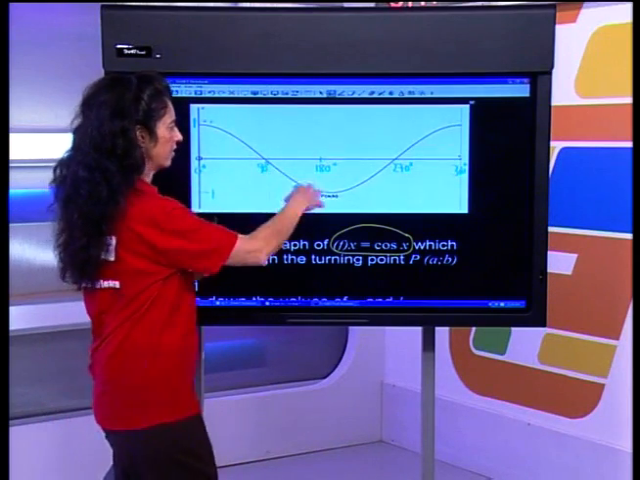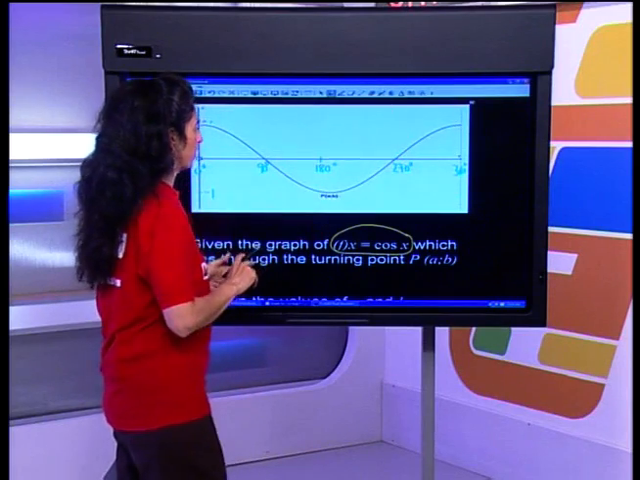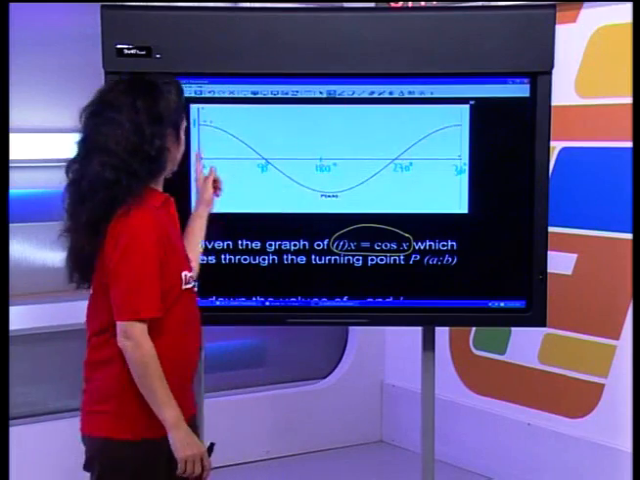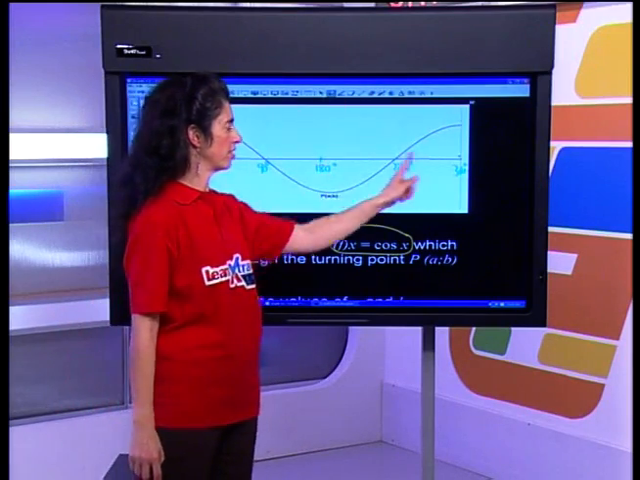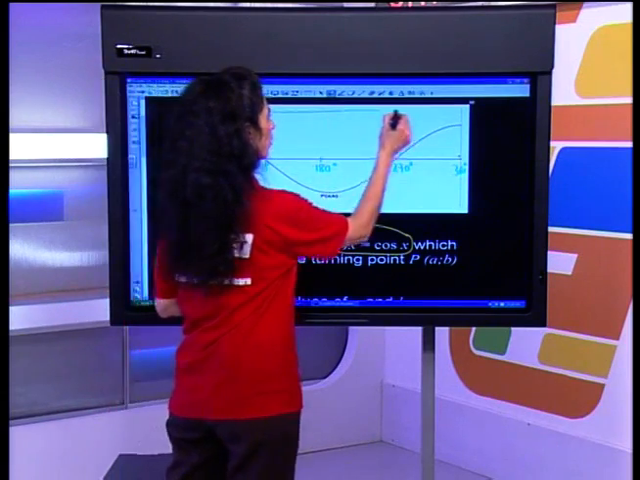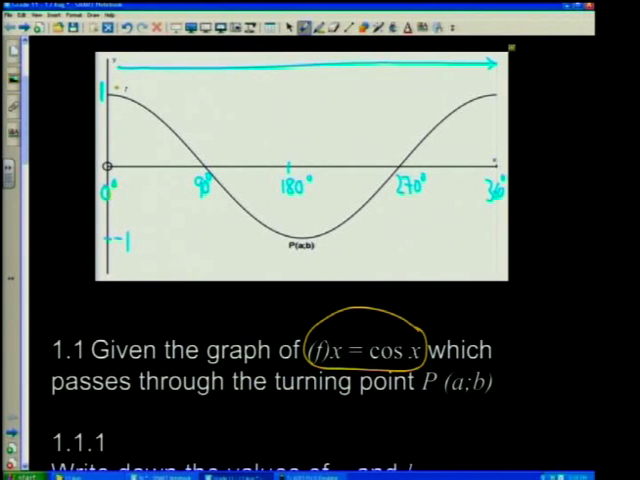So the cyclical nature will keep on repeating itself. And for it to get from a 1 to another 1, it takes this graph 360 degrees. And that 360 degrees is what we call the period of the graph. It is how many degrees it takes for one cycle to take place.